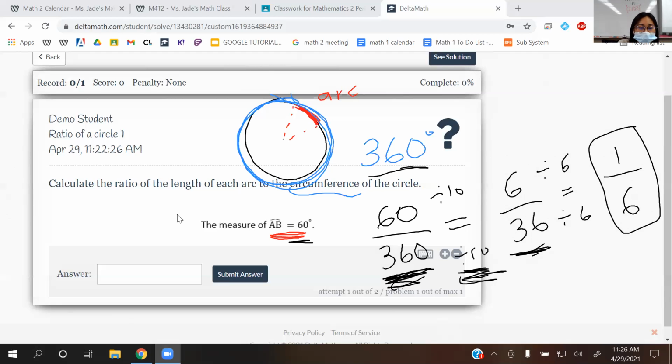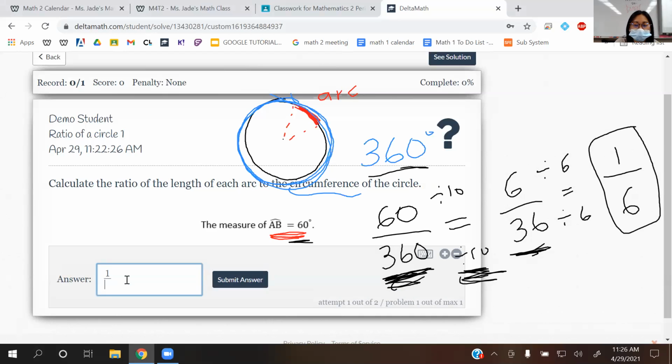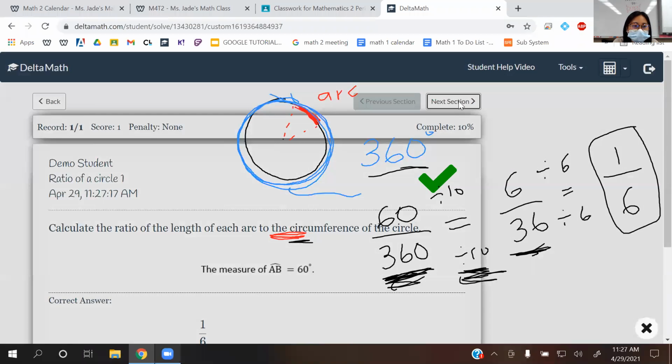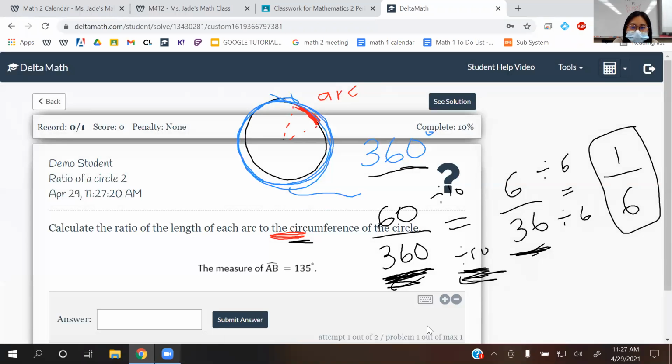So let's all type 1/6 because we all have the same question. So there's no reason for any of us to get this wrong. Please type 1/6 and submit this answer. Also, are there any questions? And let's submit this. And then let's go to the next one. Let me clear my screen because that's really messy.